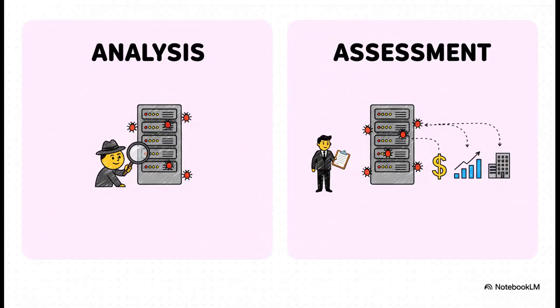Now, you're going to hear two key terms thrown around a lot, and it's really important to know the difference. First, you've got vulnerability analysis. That's the super technical part, just detecting and categorizing the flaws. Think of it as making a list of all the unlocked doors you find. But then there's vulnerability assessment. That's where you evaluate the business impact. You ask, okay, so we found an unlocked door. What are the odds someone actually uses it? And what could they steal if they did?